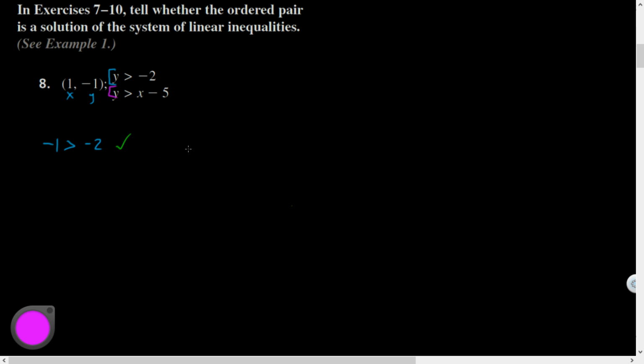Plug in the -1 for the y. Is that greater than x, which is 1, minus 5? -1, is that greater than -4? It is, right? I'd rather owe someone $1 than owe them $4. So this is a solution. Question, comment?